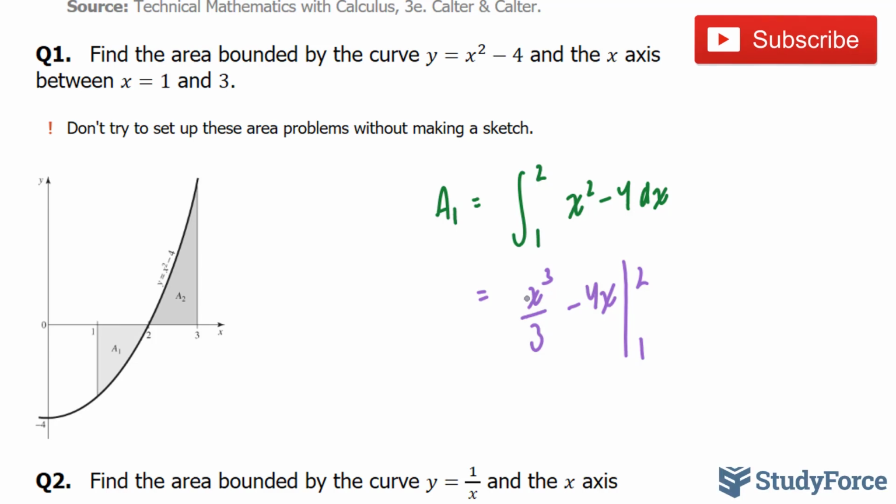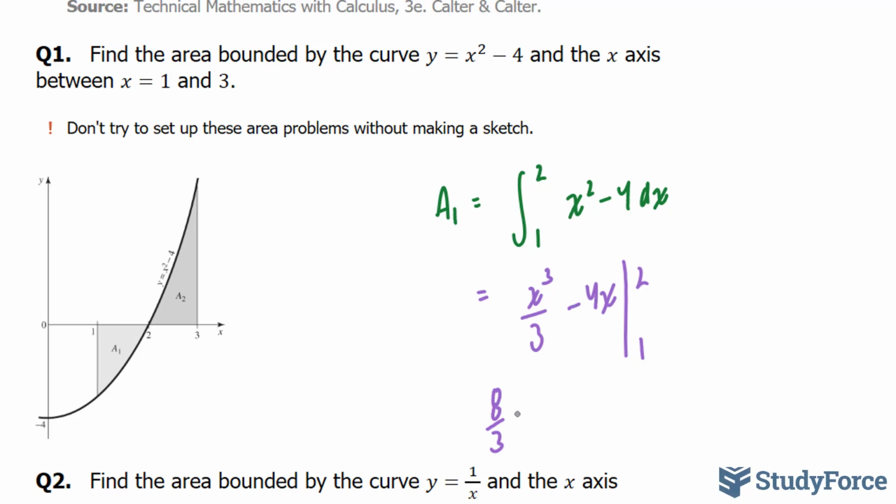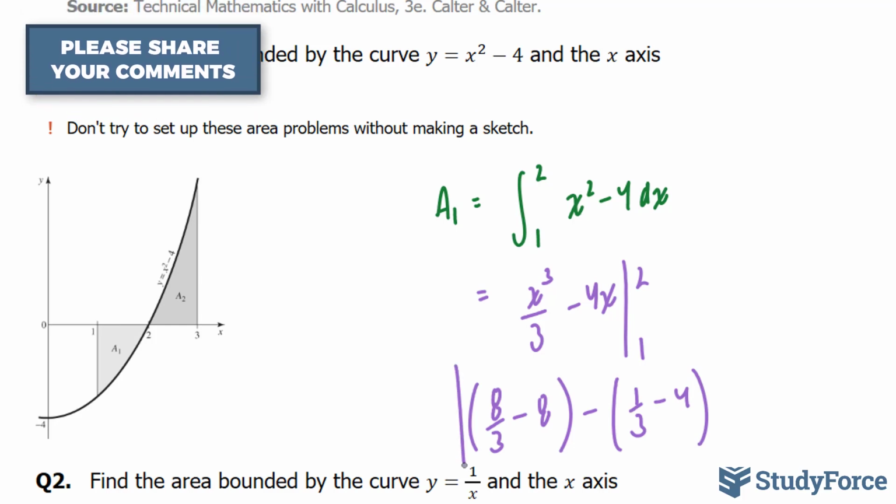Let's go ahead and do that. 2 to the power of 3 is 8 over 3. And minus 8. Once again, we subtract. Now this function at 1 to the power of 3 is 1 over 3, that's a third, minus 4. So whatever the area is here, we'll take the absolute of that, and that will represent A1.